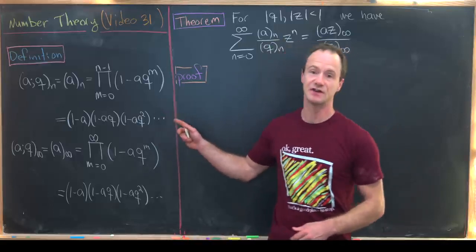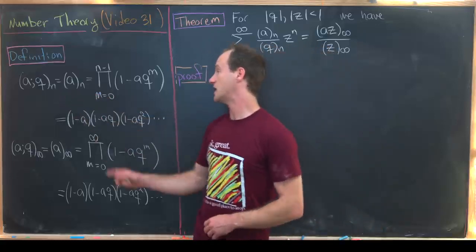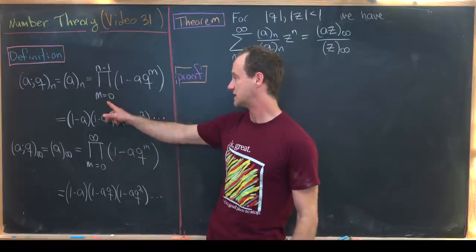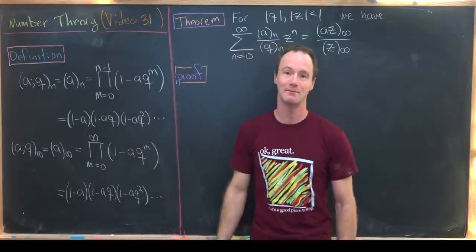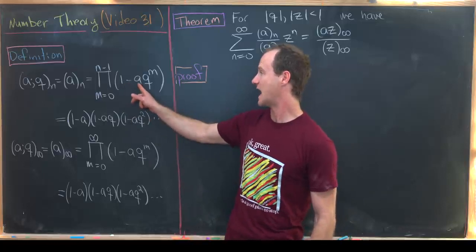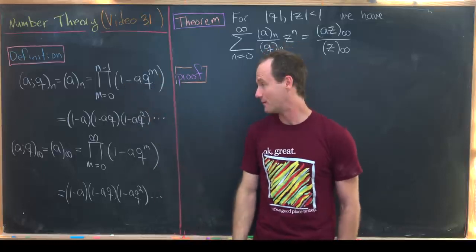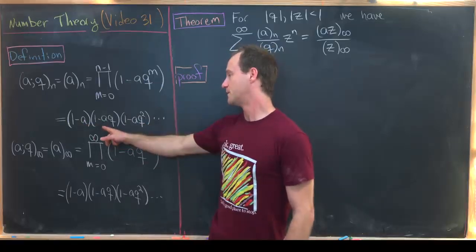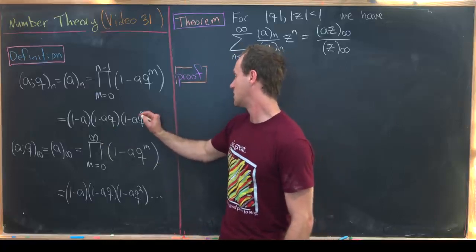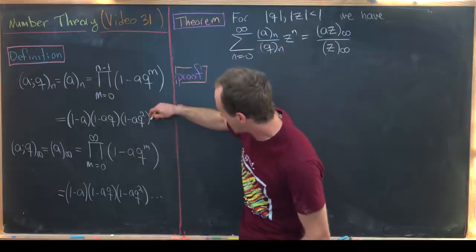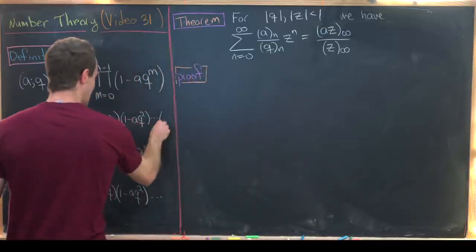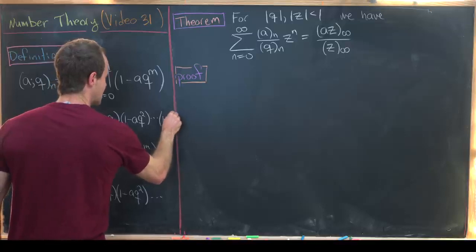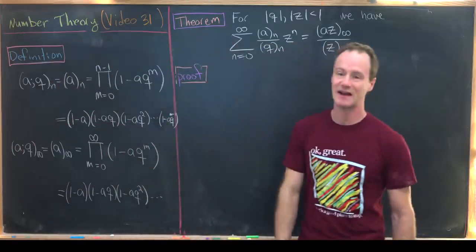And so this is the definition of the Pochhammer symbol, (a;q)_n, which is sometimes just abbreviated (a)_n. And that's going to be the product as m goes from 0 to n minus 1 of 1 minus a times q to the m. So that expands out as (1 minus a) times (1 minus aq) times (1 minus a q squared), and that finishes with 1 minus a times q to the n minus 1. So that's a finite product.